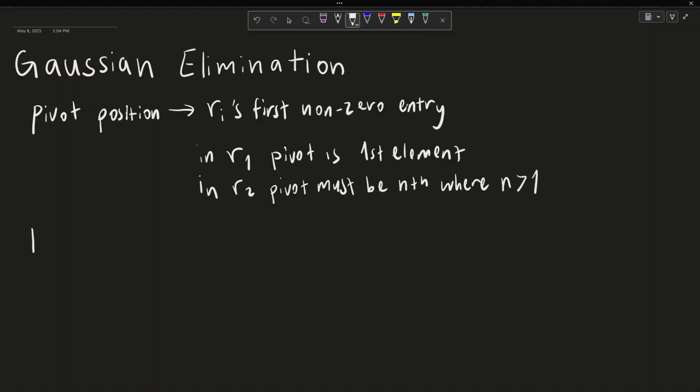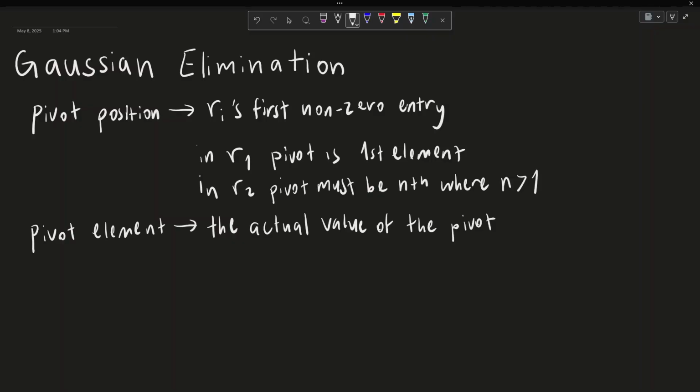So then we have the pivot element. So with the pivot position, all we've clarified is that it's some non-zero entry. However, the pivot element is what that value actually is. This can be any value. However, in reduced row echelon form, which is an extension of row echelon form, we often find that this value is 1.